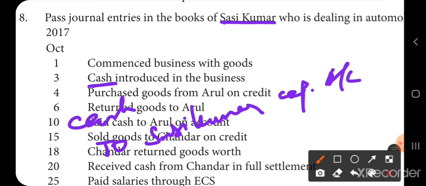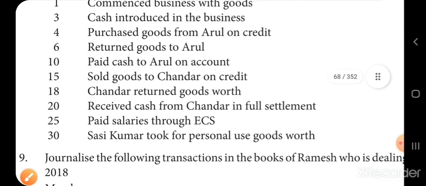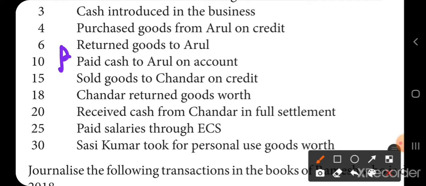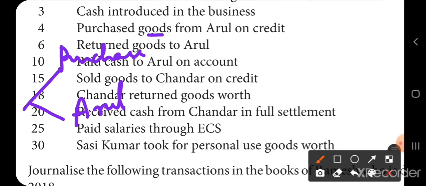Next, purchased goods from Arul on credit. So what are the two accounts involved? Purchase account, since it is goods. And credit transaction means you will consider the person's name, the supplier's name. So Arul. So purchase and Arul. Purchase is a nominal account. Arul is a personal account.